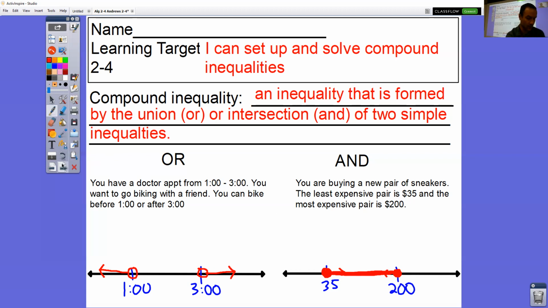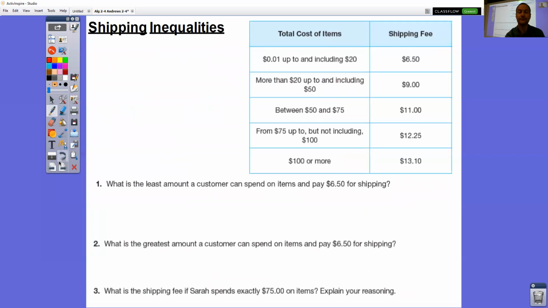Let's take a look at some more word problem type things. So taking a look at shipping. What is the least amount a customer can spend on items and pay $6.50 for shipping? So if we take a look at our table here that has our shipping costs, anywhere from the cost of an item, anywhere from a penny up to and including $20 is a $6.50 shipping fee. So what's the least amount a customer can spend on items and pay $6.50 for shipping? That would be 1 penny.